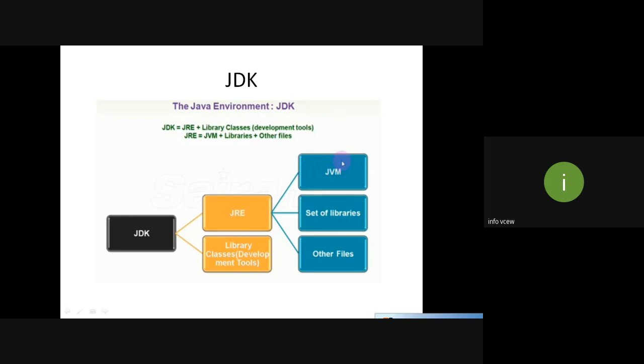That is why the JDK can do what? Develop your application and also run your application. JDK combines JRE plus library classes. Can you be clear about this? Yes, ma'am. JDK can also compile as well as run your Java application because everything is present inside the JDK. JDK is the backbone of Java. Can you understand?